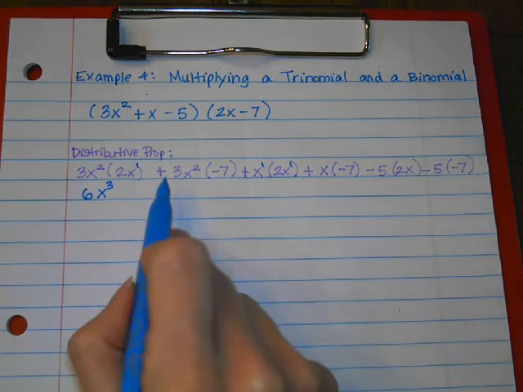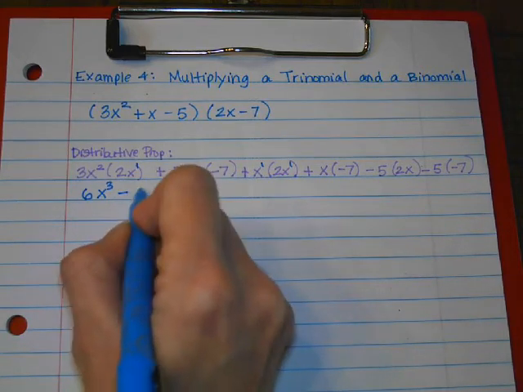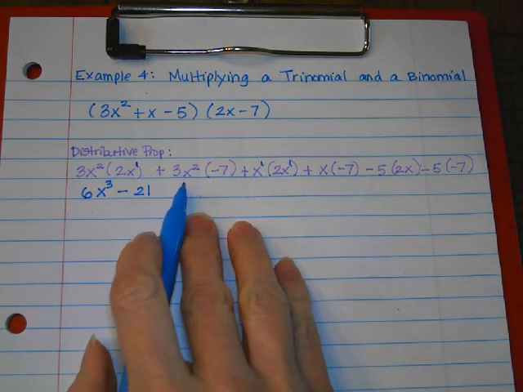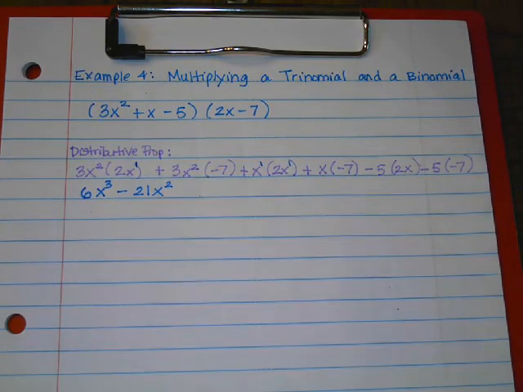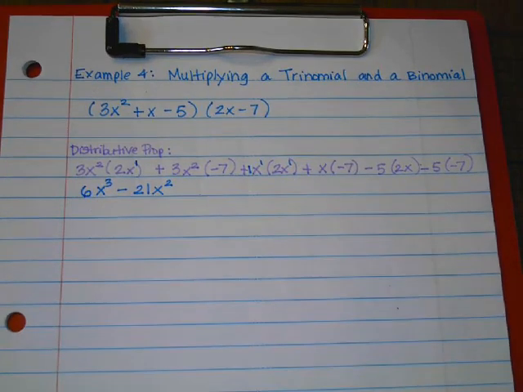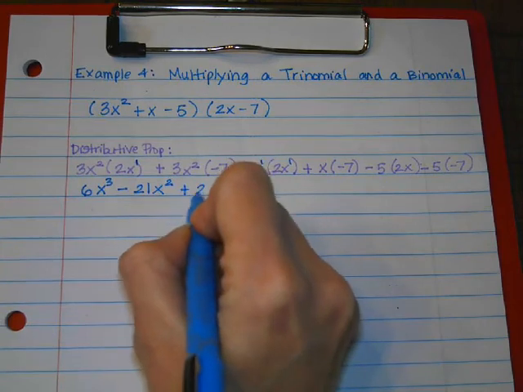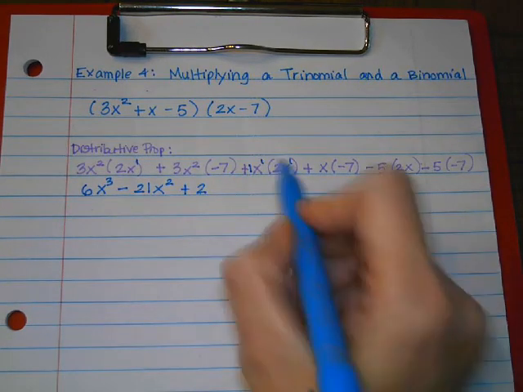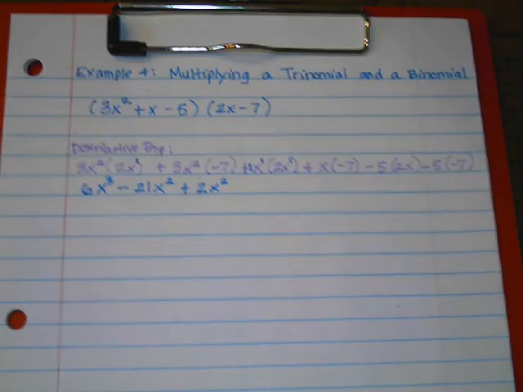Alright, so now we got a positive 3 times a negative 7, which makes a negative 21. And we only have one variable, and it's x squared, so it comes down, x squared. We're going to multiply. There's a coefficient of 1 we don't see, but right there it is, understood. 1 times 2 is 2, positive, so we're going to positive 2. And then we got x times x, which is x to the second.